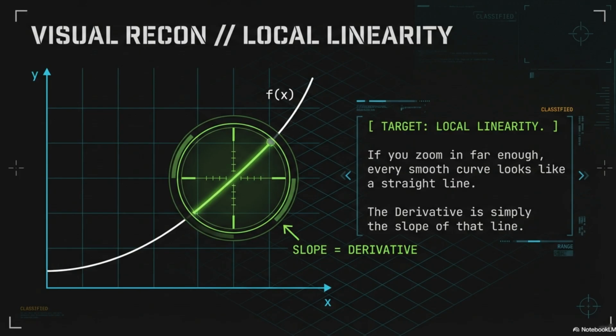Moving to visual recon. Your target here is local linearity. If you zoom in far enough on your scope, every smooth curve eventually looks like a perfectly straight line. The derivative is simply the slope of that line at that exact coordinate.